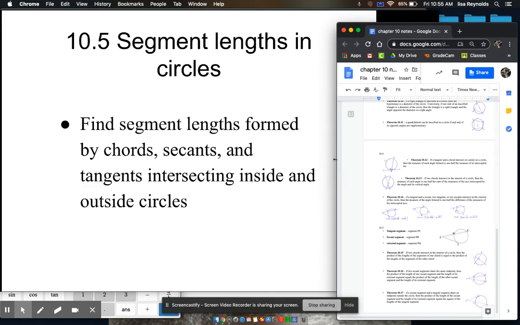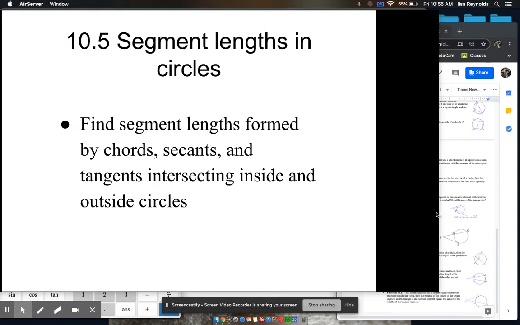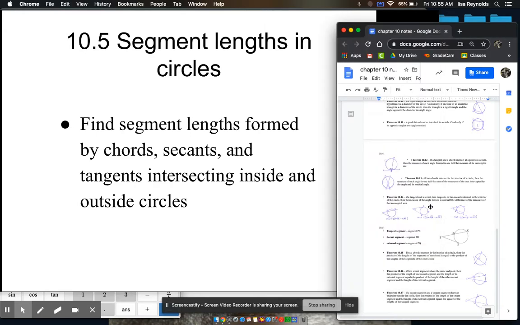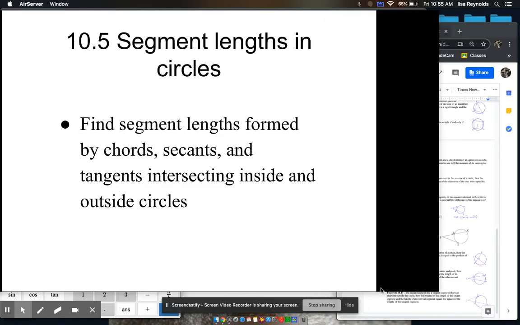So section 10.5, we're going to work with segment lengths in circles. So we worked a little bit with segment lengths in circles back in section 10.1.